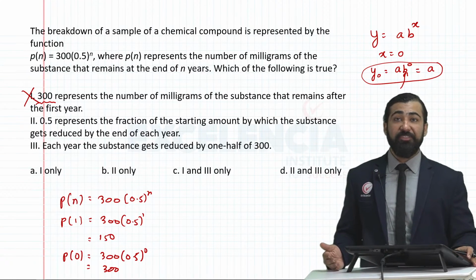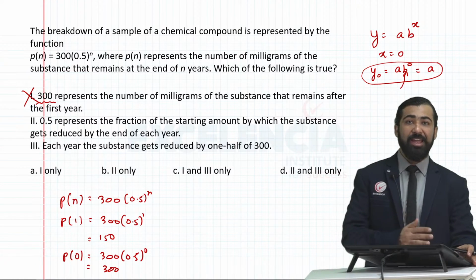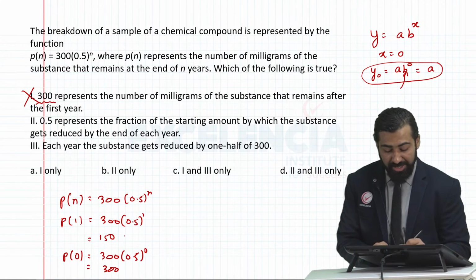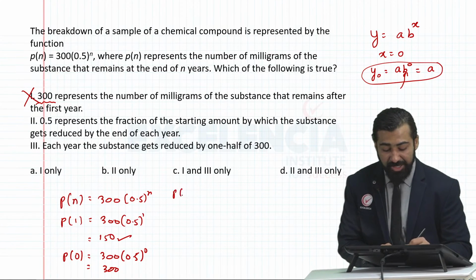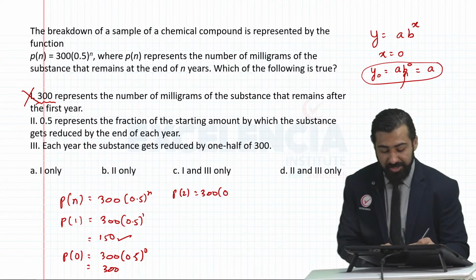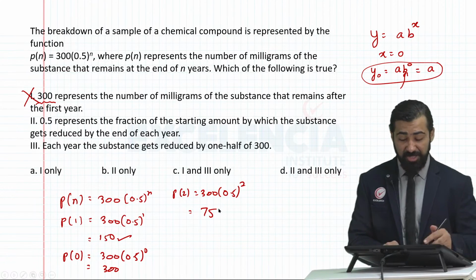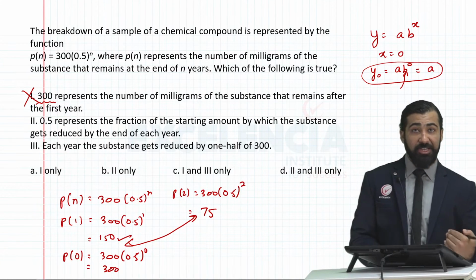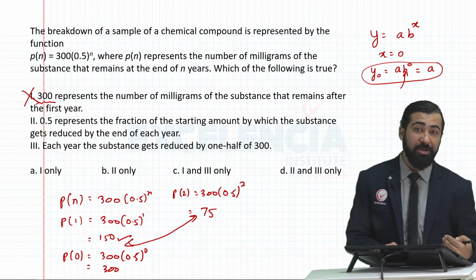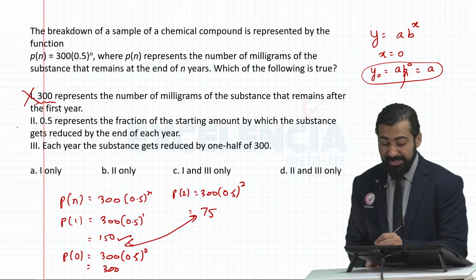Next, 0.5 represents the fraction of the starting amount by which the substance gets reduced by the end of each year. Yes, this is true, because at the end of the first year, this is 0.5 of 300. For the second year, I get 300 times 0.5, n becomes 2, so that becomes 150 into half, or 75. 300 divided by 4 is 75. So this is half of 150. For the next year, the amount comes out to be 37.5, which is half of 75, and so on. So that means this is true.